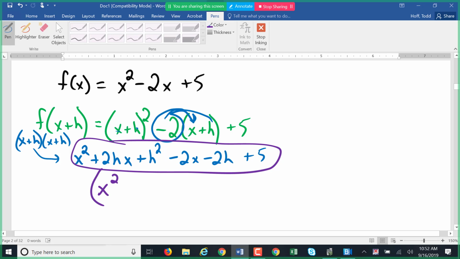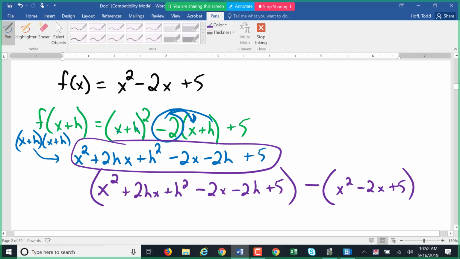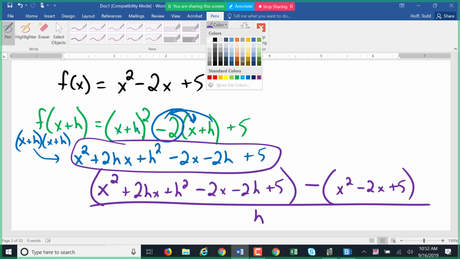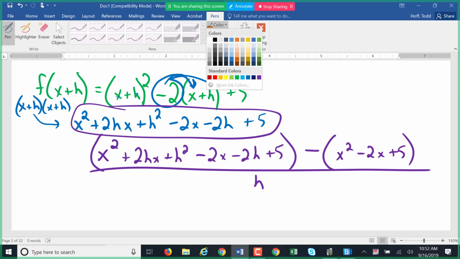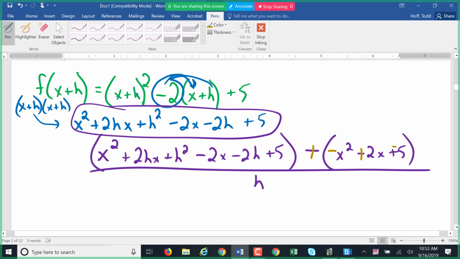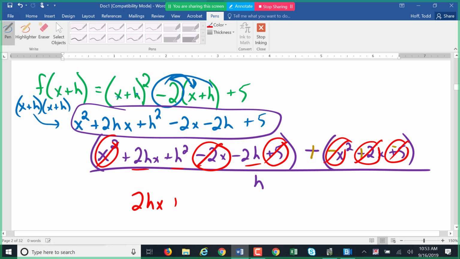So f of x plus h is x squared plus 2hx plus h squared minus 2x minus 2h plus 5, minus f of x. So minus x squared minus 2x plus 5. And of course, all over h. So as we subtract here again, you've got to change that to plus and change the sign of everything inside here. x squared and negative x squared cancel out. Negative 2x, positive 2x cancel out. 5 and negative 5 cancel out. So what we're left with over here is 2hx plus h squared minus 2h, still all over h.